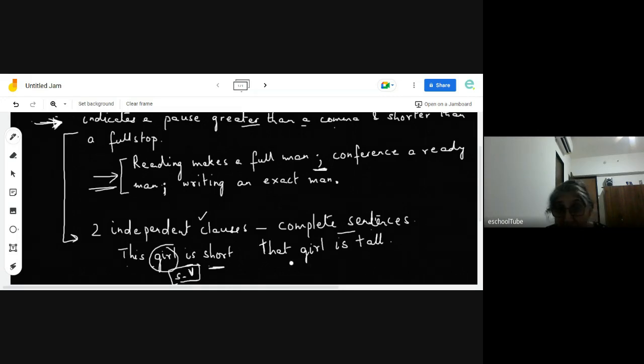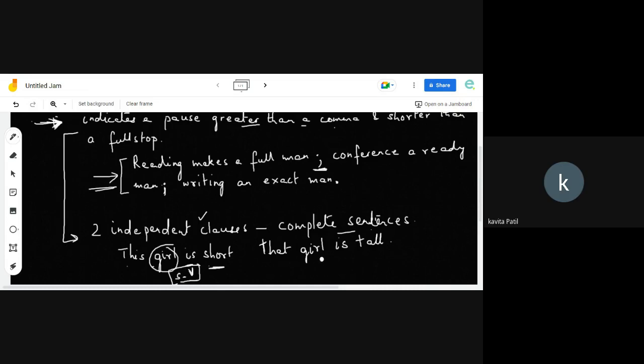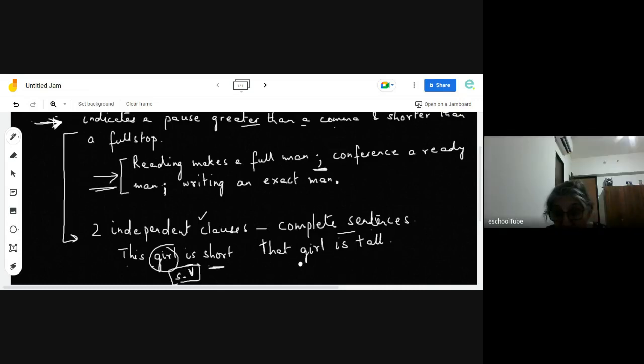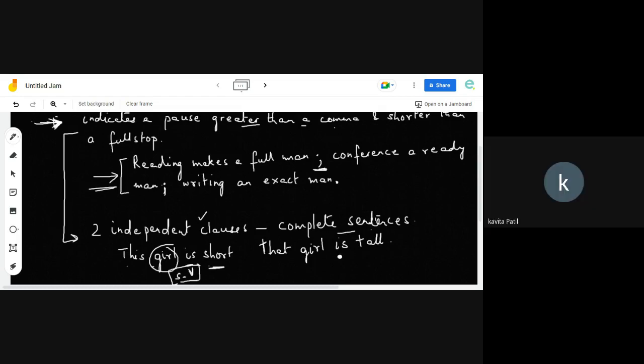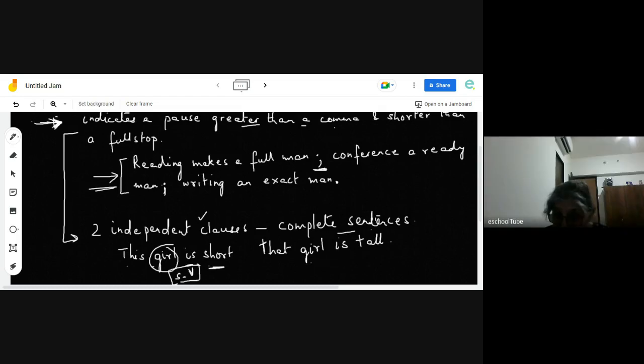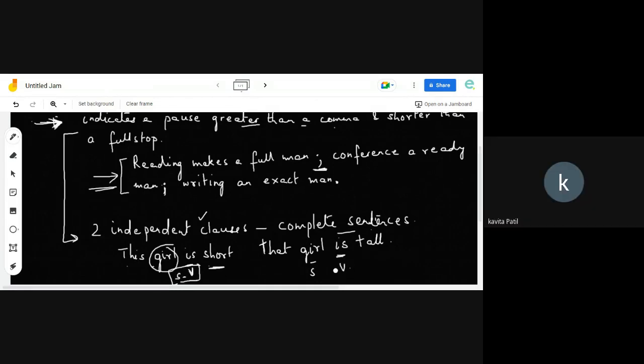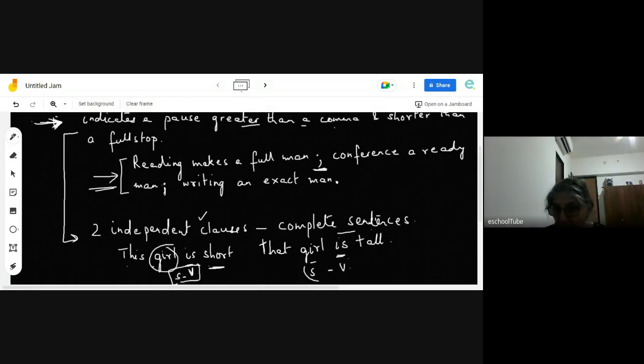That girl is tall. Ma'am, girl will be noun. The subject. Whom are we talking about? The girl. We are talking about the girl. The subject, the girl. And how is she? She is tall. This is the verb. Yes, ma'am.